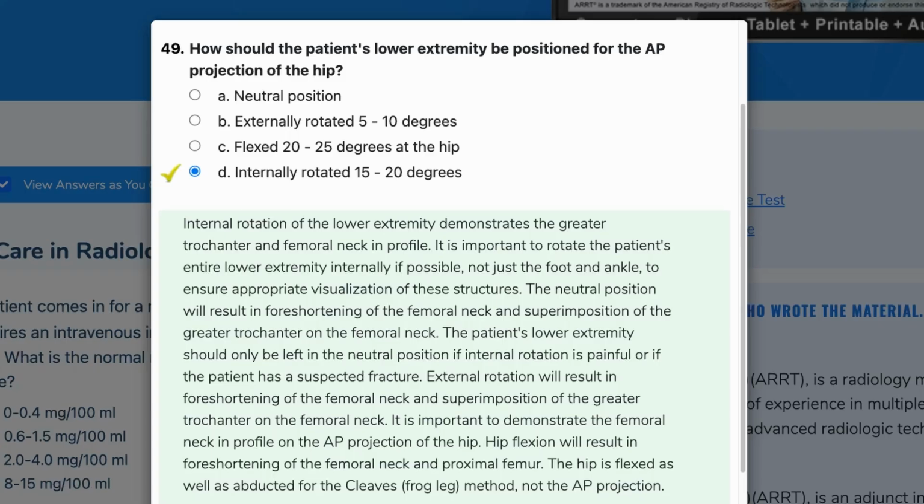External rotation will result in foreshortening of the femoral neck and superimposition of the greater trochanter on the femoral neck. It is important to demonstrate the femoral neck in profile on the AP projection of the hip. Hip flexion will result in foreshortening of the femoral neck and proximal femur. The hip is flexed as well as abducted for the Cleaves frog leg method, not the AP projection.